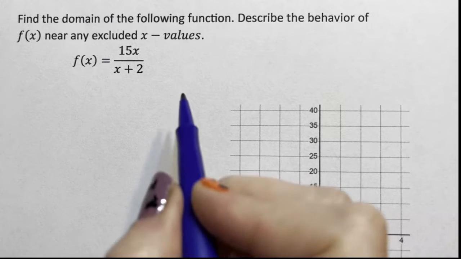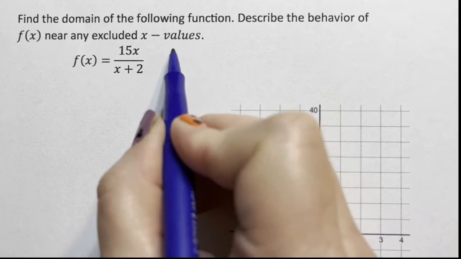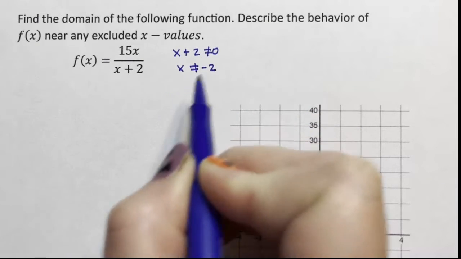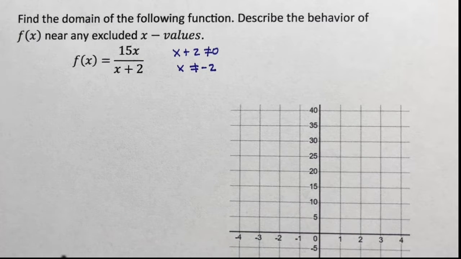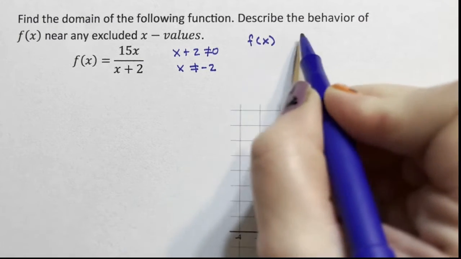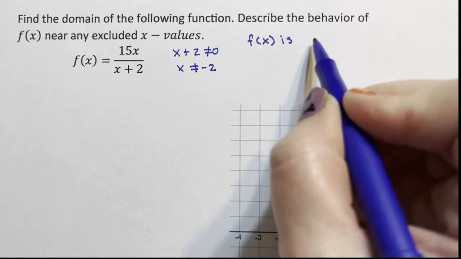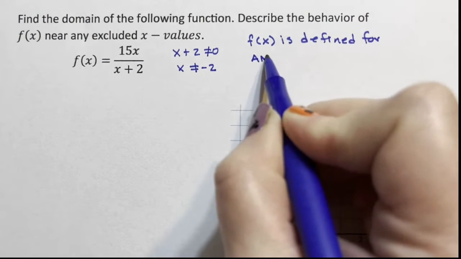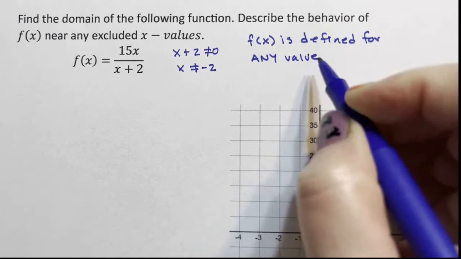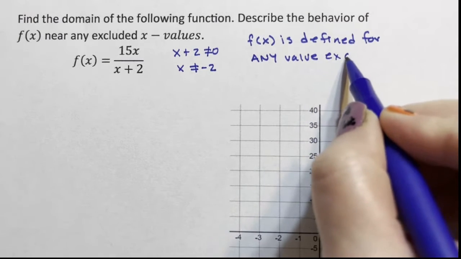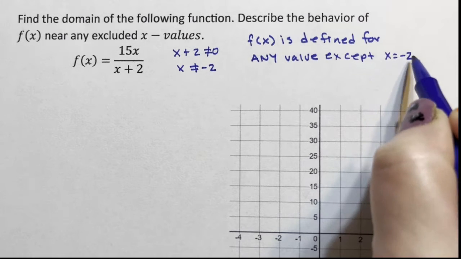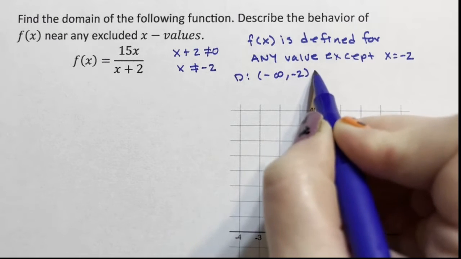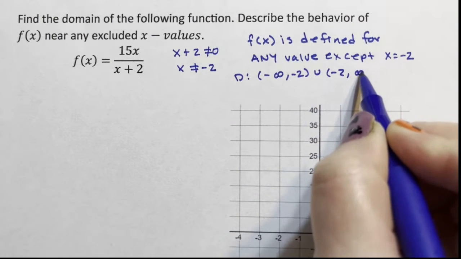So if we look at this, we have learned in the past that x plus 2 cannot equal 0, so x cannot equal negative 2. This is my excluded value. So f of x is defined for any value except x equals negative 2. So our domain is negative infinity to negative 2 joined with negative 2 to positive infinity.